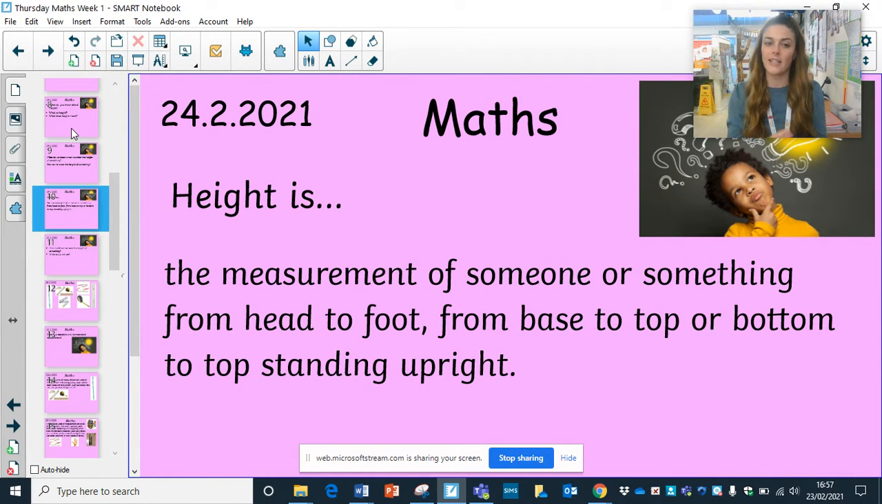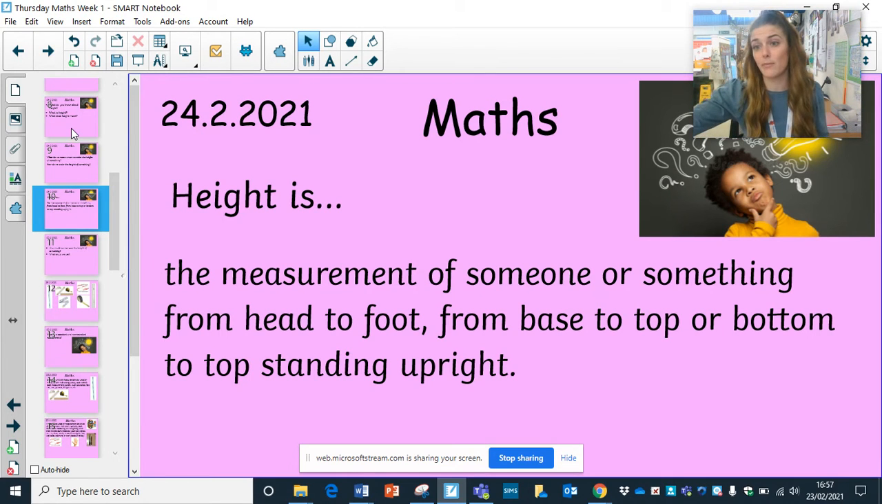So here it is. Height is the measurement of someone or something from head to foot. So basically from top to bottom, from base to top, and standing upright. This would be measuring the height of the bottle, and this would be measuring the length of the bottle. The same here: this would be the length, and that would be the height. So it's almost where you turn around which way it goes.